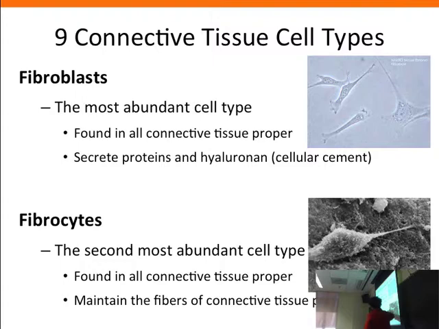So fibrocytes, these are also extremely common because they're derived from fibroblasts, and that's also in all connective tissue proper. These guys lay down new material. These guys help maintain that material. So when you have, say, an injury, fibroblasts move in, lay down the hyaluronic acid and all the other types of proteinaceous materials, and then they mature into fibrocytes, which then maintain that tissue.